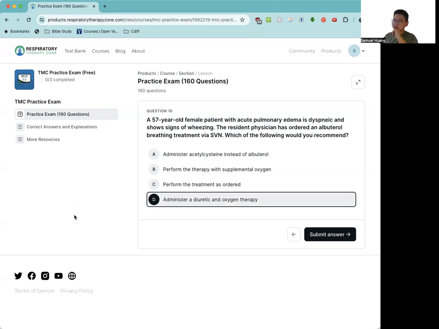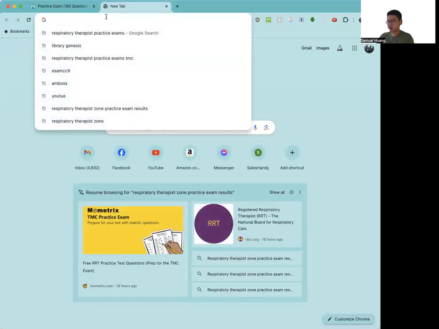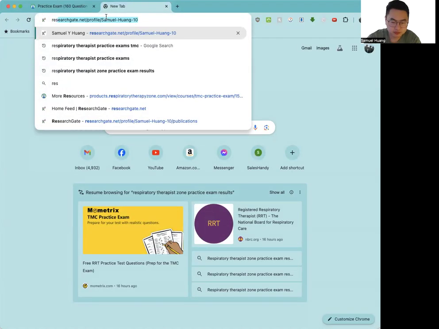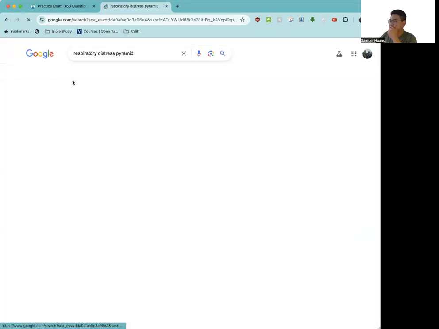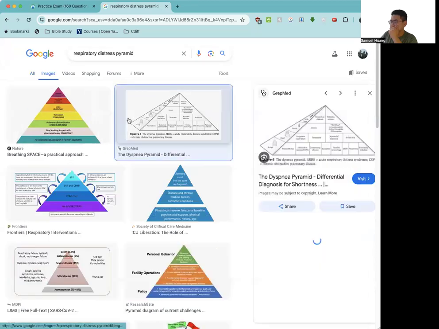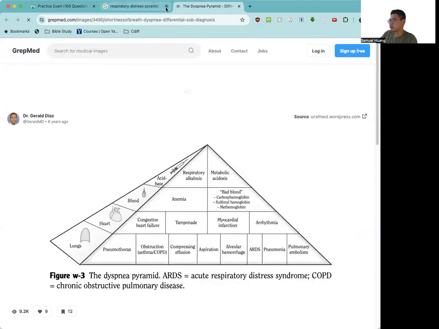So maybe some fluid overload. So yeah, when you have respiratory cause of distress, you have to really think about what is driving the respiratory distress. And there's a really good pyramid that I like to use, like this one. So it'll help you know where is the cause of the respiratory distress.